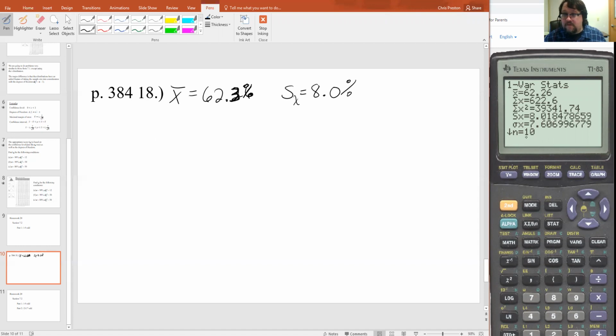Another thing I'm going to get from here is, notice it has n. N equals 10. Just one second.